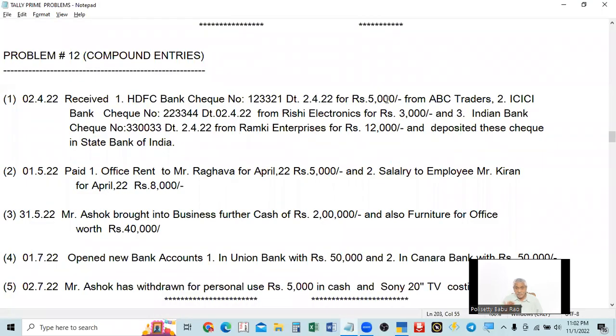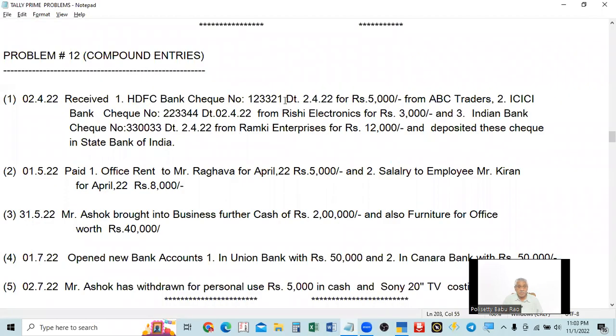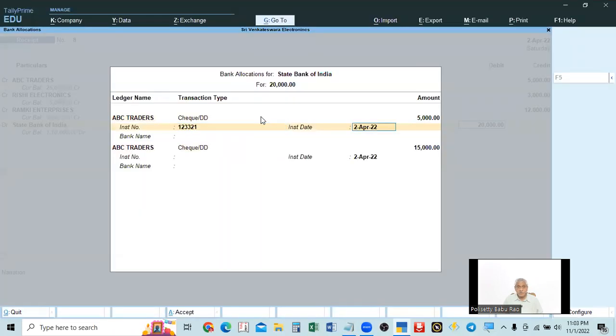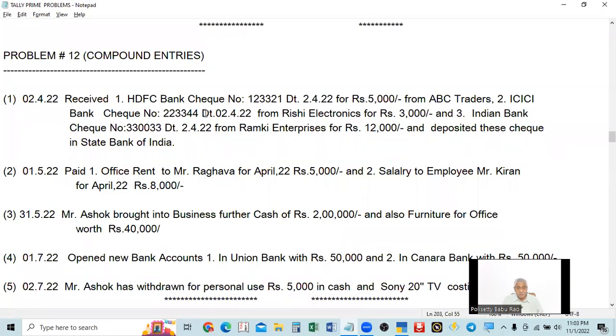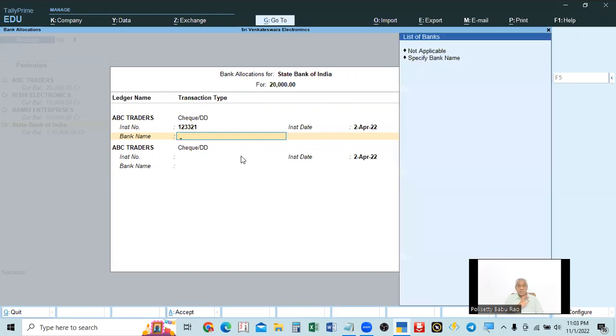But here it is the total of 3 persons. So we have to take the individual amounts: 5,000 rupees is the amount, and instrument number 123321. Date is 2nd April, and bank. So the check bank, that is the check issued by ABC Traders, which bank check did they issue? HDFC Bank. We have to enter here, but on the right side the list will come. Because this is education mode, the list is not coming, so we have to press the space bar on the right side for the list of banks.